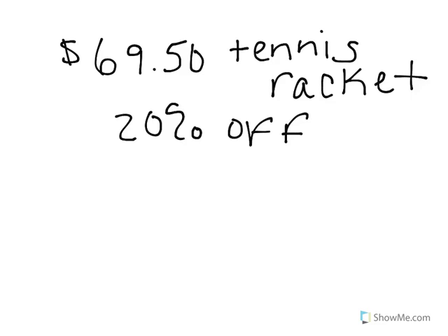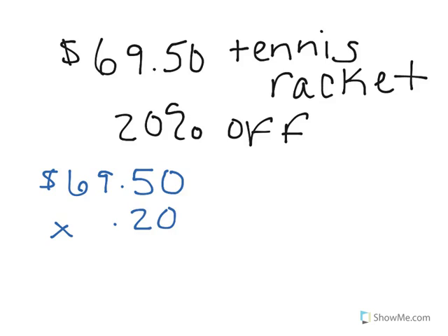So what I'm going to do is I'm going to take my $69.50 and I'm going to multiply it by 20 hundredths. Or, again, how I figured out 20 hundredths is I have my decimal right here. I move it 2 spots to the left. And then that's how 20% turns into 20 hundredths. So then I'm going to multiply these together. And I'm going to get $13.90.